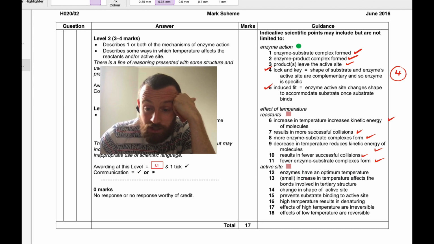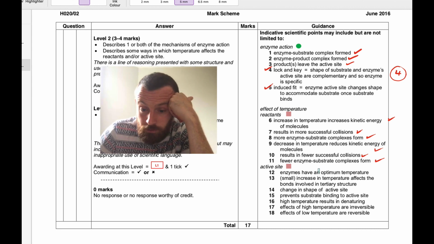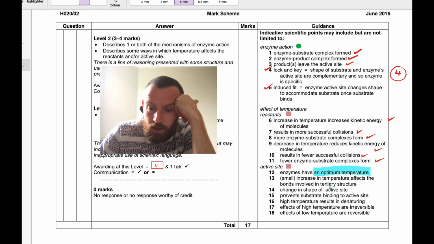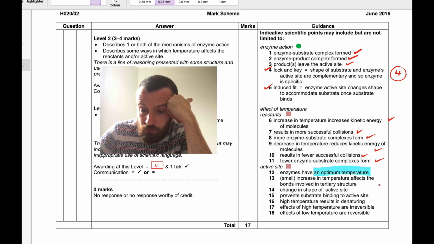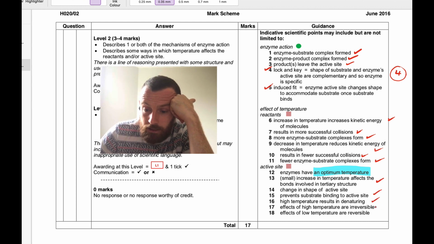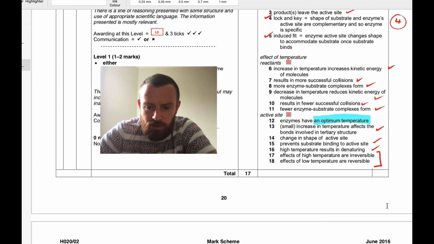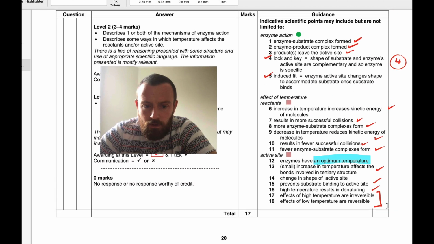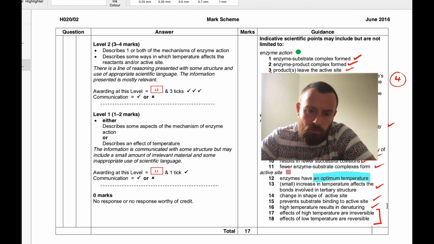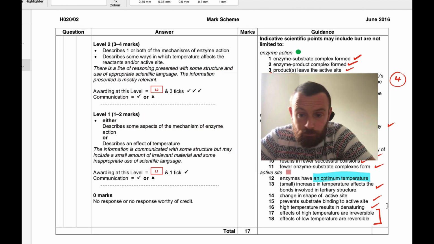Active sites. Actually, I didn't use this terminology, optimum temperature. I probably would have done if I'd written it out in full, but we didn't bullet point that. And we talked about the bonds and the tertiary structure, changing shape of active site, denaturing. Didn't talk about this reversible and irreversible either. Is there even more? No, that's it. Okay, so I definitely would have got 6 marks there.